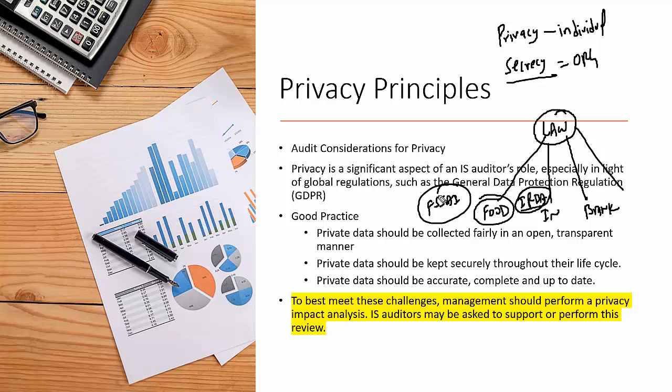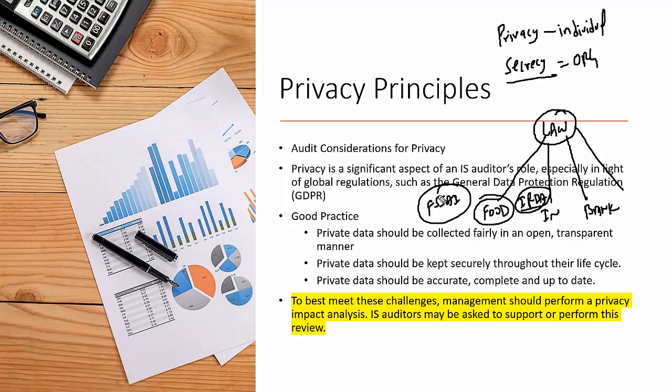So privacy is the utmost priority in every organization because it's directly mapped to the individual. Privacy is a significant aspect for the IS auditor also, especially in light of global regulations such as GDPR. GDPR is basically a privacy regulation of the EU, but the US does not have a national privacy regulation. They have industry-specific ones. For example, for the health sector they have HIPAA, and for finance they have GLBA. So these are the kinds of regulations we have.